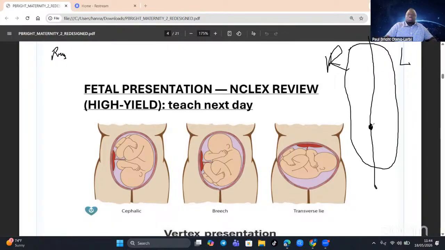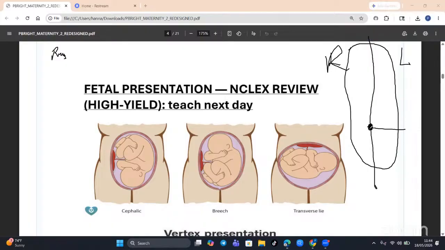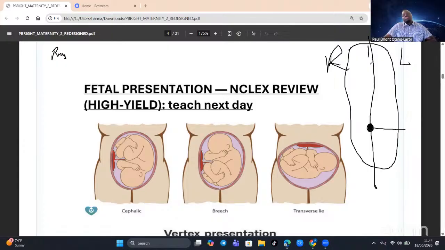One is the umbilicus, which every human being has. Which other organ or which other body part do we use to divide the body into two? Yes, the linea nigra. No, I said when somebody is not pregnant. The sternum. The sternum will divide the body into two.